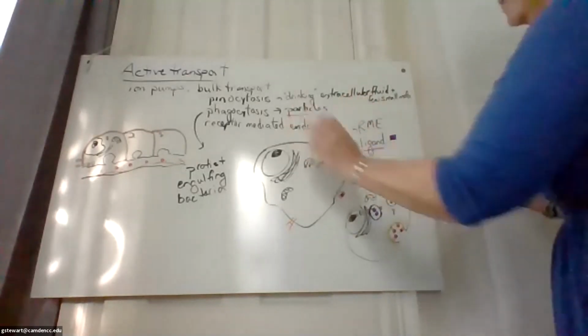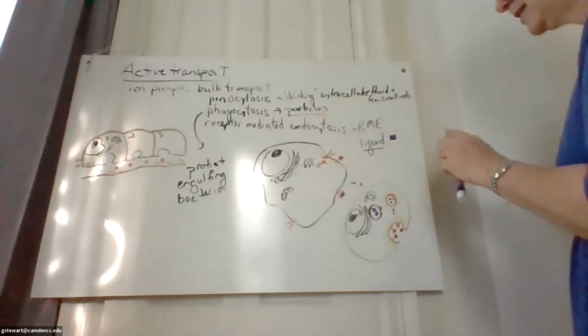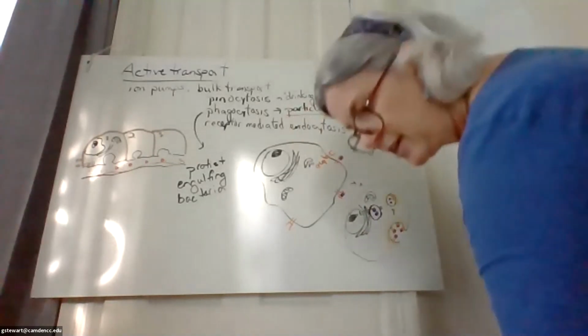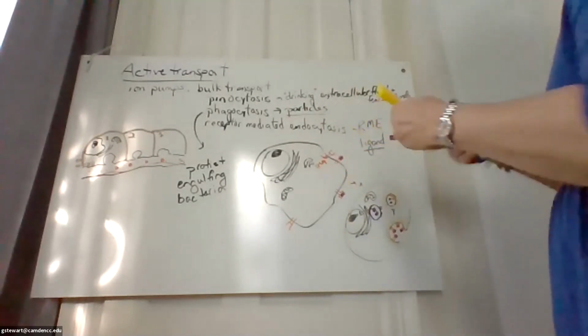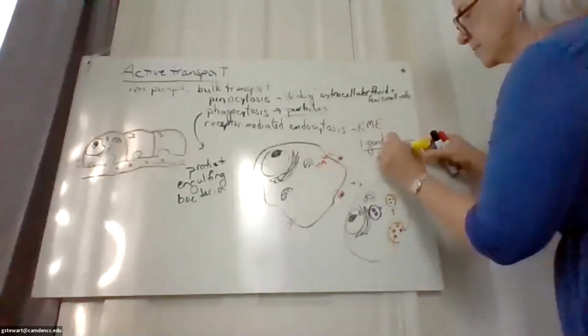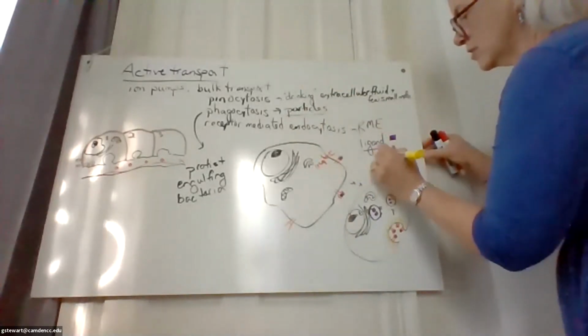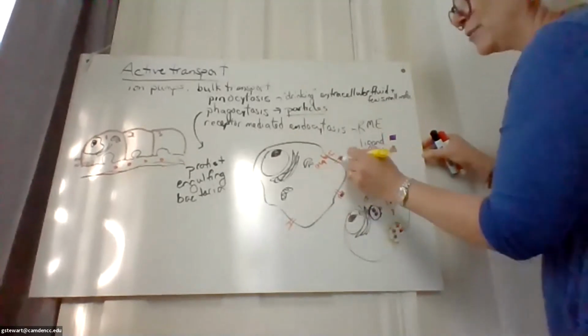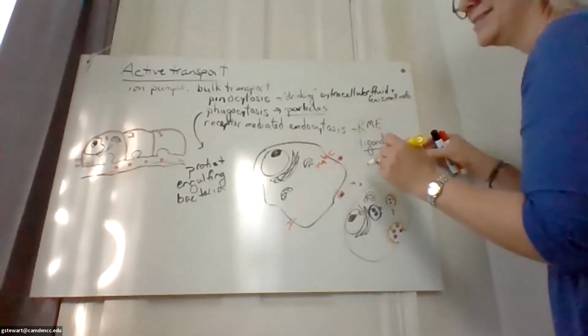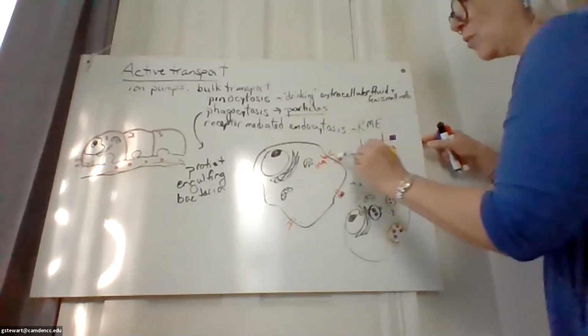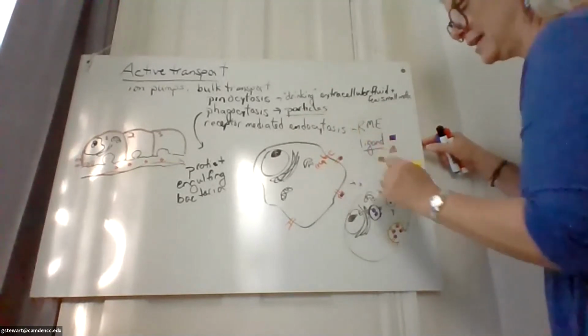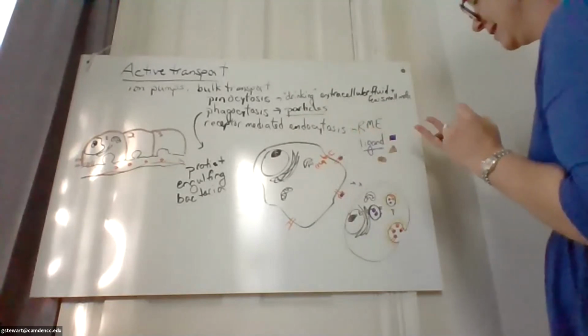Super specific. If this receptor is confronted with, oh, here I can use my line, a triangle ligand or a circle ligand, they don't fit in the receptor, so they don't bind and they don't get taken into the cell. Only the things that fit perfectly into that receptor get taken in.